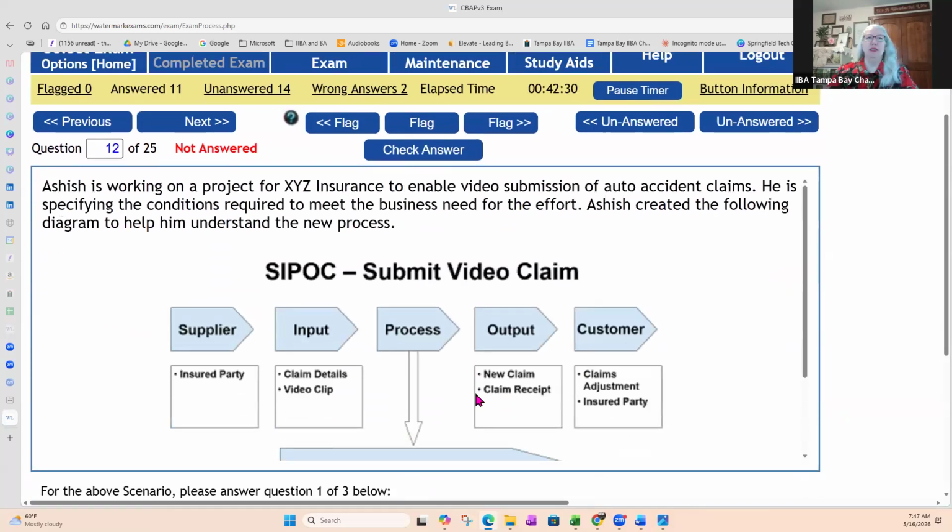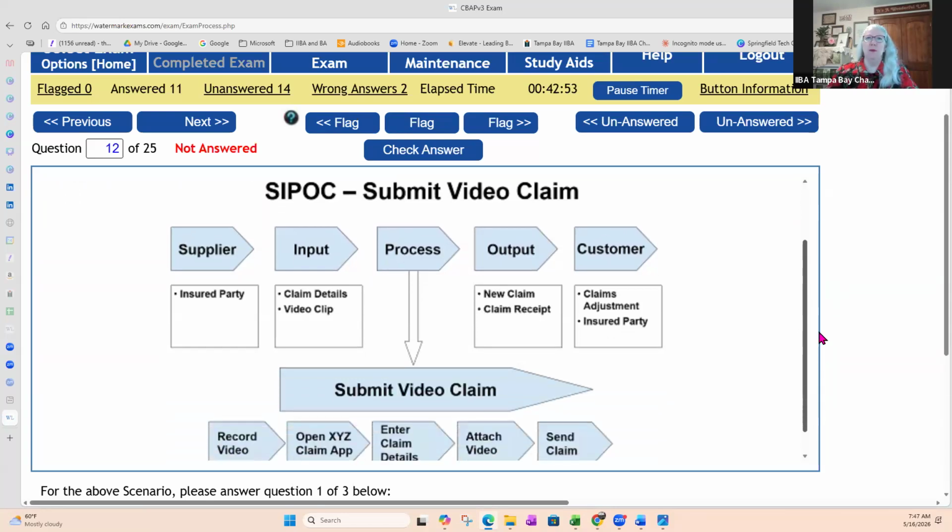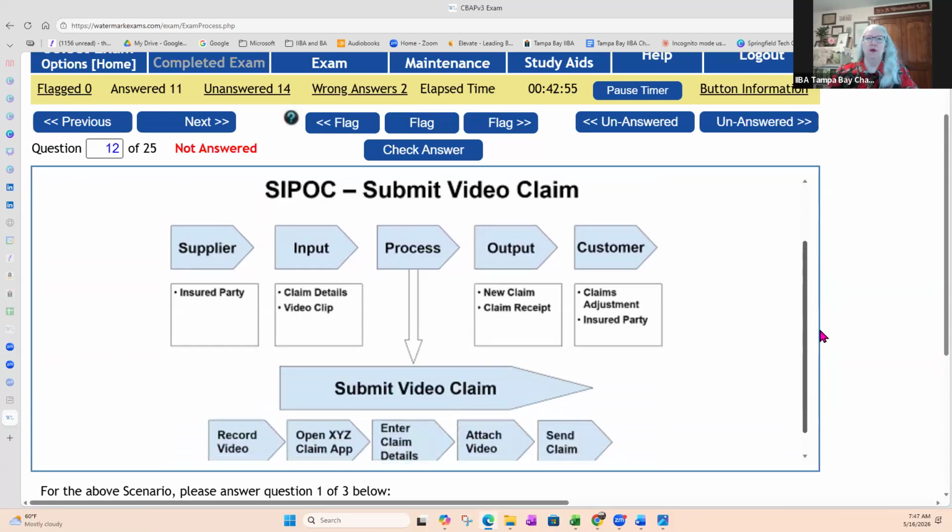Okay, this one is lovely. It's a SIPOC diagram. Ashish is working on a project for XYZ Insurance to enable video submission of auto accident claims. He is specifying the conditions required to meet the business need for the effort. Ashish created the following diagram to help him understand the new process. There are people that use SIPOC diagrams with great religious fervor, and they love it, and it's very powerful. So SIPOC, and this one is called Submit a Video Claim.